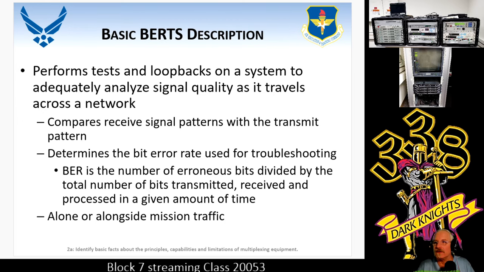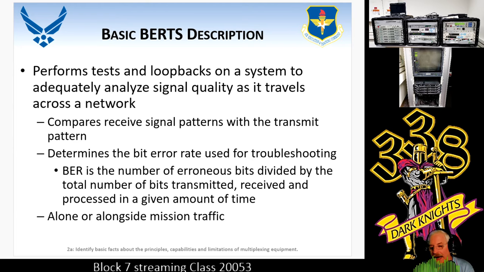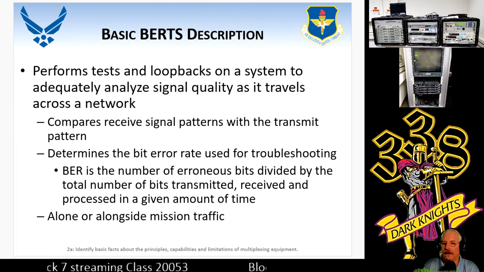Don't get them confused. Now, the basic idea behind the BERTS means that you're performing tests, loopbacks, and trying to find out if the signal is good or not. Now, what does it mean by signal? It means that you have a very low bit error rate. Lower the better. Closer to zero is actually the best, but we all know out there in the real world that we're not going to get zero, even though when you did the loopback, you got zero for errors, or you should have. Again, this is done alone or alongside mission traffic.